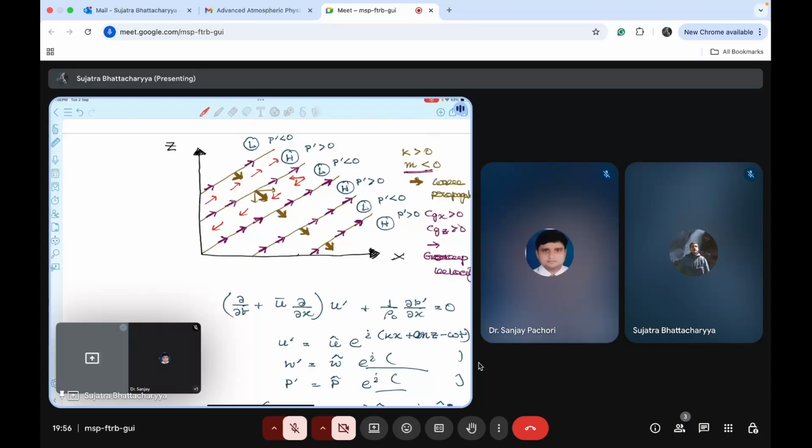Like this. u hat is negative. This is negative. Understood? So this is how the velocity perturbation will travel. We can do many things about the temperature also, but let us not do that. So this is how the internal gravity waves will look like when you have a condition where k is greater than 0, m is less than 0.